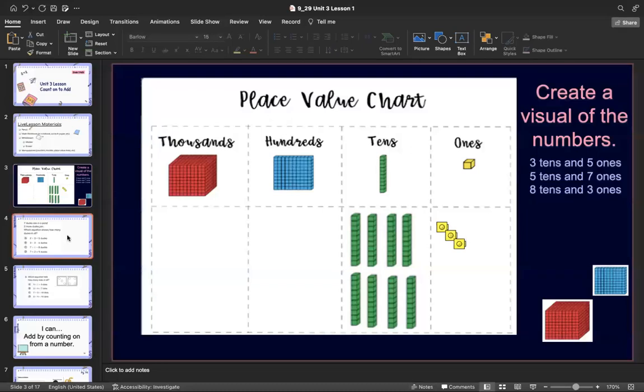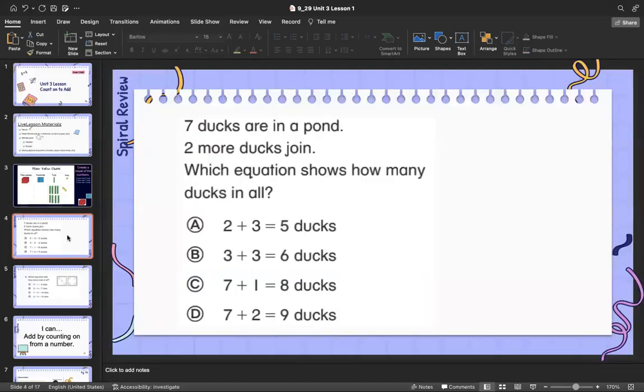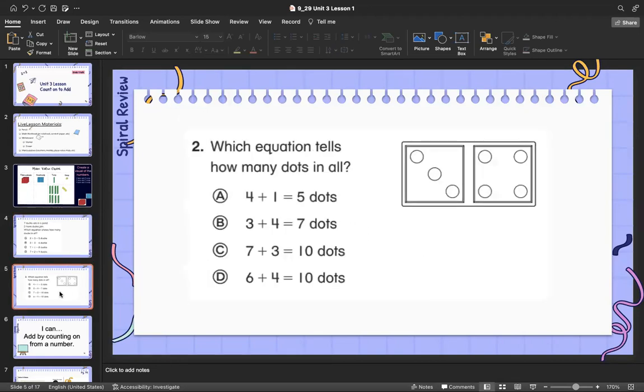Your spiral review today is looking at the different kinds of equations. One of the things that I want to bring to your attention is which equation shows how many ducks in all. How many ducks in all, or how many in all, is signifying an addition problem. That is significant because when you see how many in all, it is signifying addition. You're looking for the sum. Pause and work it out with your learning coach.